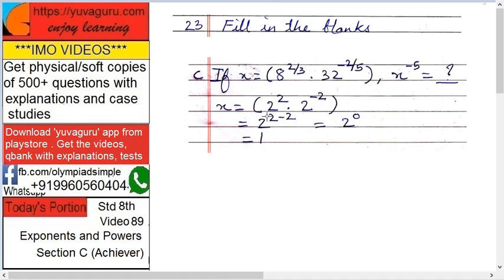So it becomes 2 raised to, now bases same, indices can be added. So 2 raised to 2 minus 2, right? 2 here and minus 2 here. So 0, 2 raised to 0, that is 1.